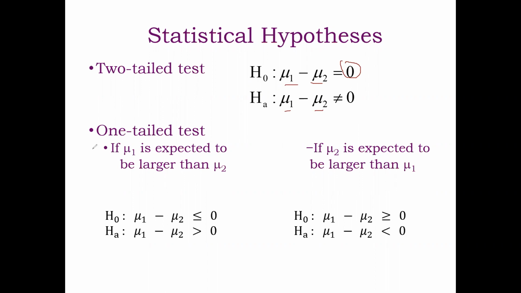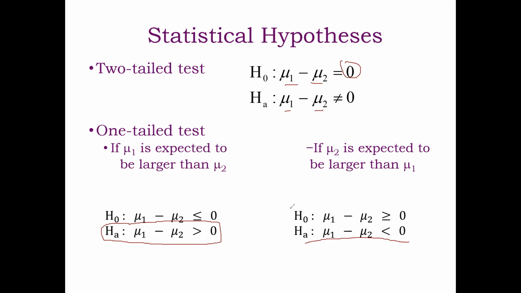So what if you're making a directional test or one-tailed test? So if mean 1 is expected to be larger than mean 2, then our null would, well, let's start with the alternative here, okay? Mean 1 minus mean 2 is greater than 0. Our null is always the opposite with an equal sign. So mean 1 minus mean 2 is less than or equal to 0, right? If alternatively you expect mean 2 to be larger than mean 1, then it's just the opposite. Mean 1 minus mean 2 is going to be less than 0. And for the null, it's going to be the opposite. Mean 1 minus mean 2 is greater than or equal to 0.